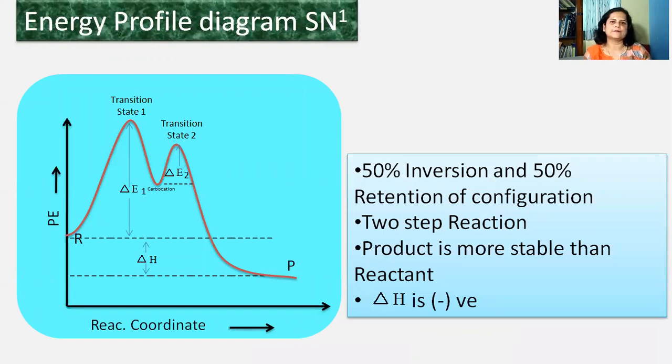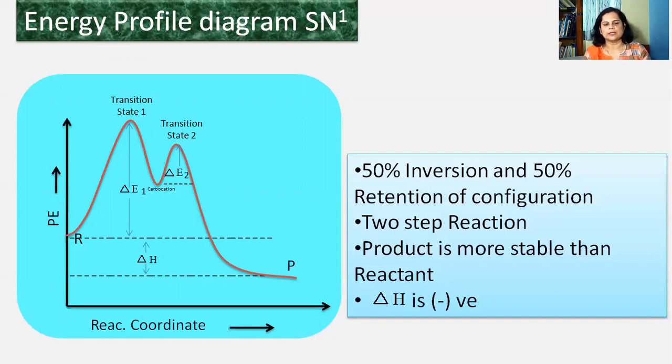Energy profile diagram for the SN1 reaction. If you plot a graph between potential energy and reaction coordinate, we get this type of graph. Now again the same term is involved here, that is delta H, the energy difference between the reactant and product. It is negative, so it is an exothermic reaction. We have two terms for the energy of activation, delta E1 and delta E2.